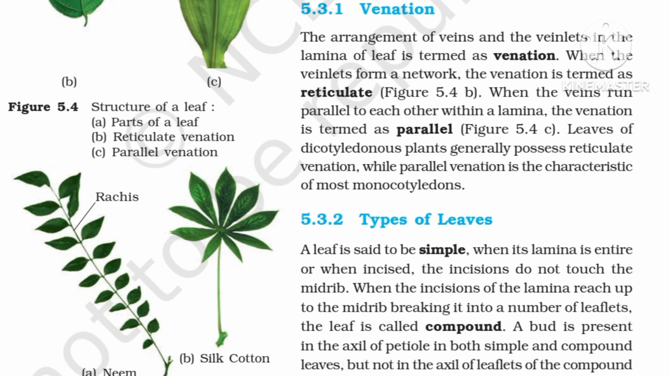Types of leaves. A leaf is said to be simple when its lamina is entire or when incised. The incisions do not touch the midrib. When the incisions of the lamina reach up to the midrib, breaking it into a number of leaflets, the leaf is called compound. A bud is present in the axil of the petiole in both simple and compound leaves, but not in the axil of the leaflets of the compound leaf.